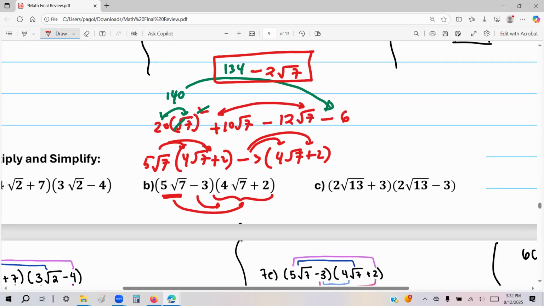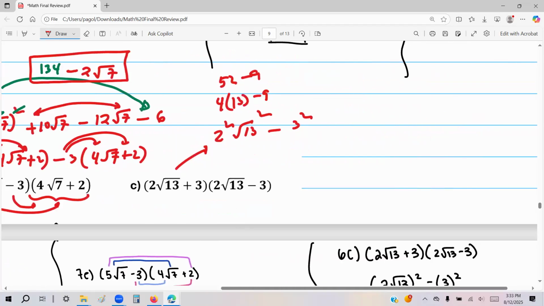If foiling is hard, don't foil, distribute. One good thing about the next one is what? The difference of perfect squares. So all you have to do is 2 square root of 13 squared minus 3 squared. So you get 4 times 13 minus 9. What is 4 times 13? 52, right? If you don't know, you have to do it manually.